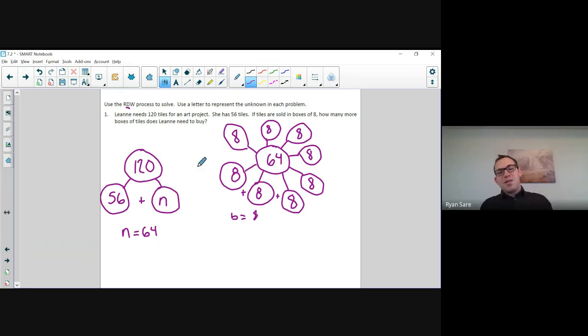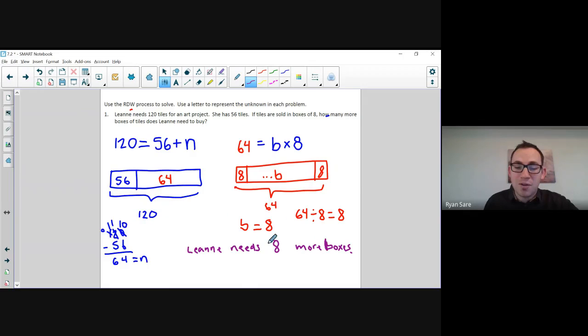We talked in the past about how you can write out your answer before you even start working on the problem. And so if I were to do that, I would just look at this. How many more boxes of tiles does Leanne need to buy? I would just start writing Leanne needs to buy blank more boxes. And that's kind of what we did. And then we figured out which letter or which number we needed to put in here using our variables.